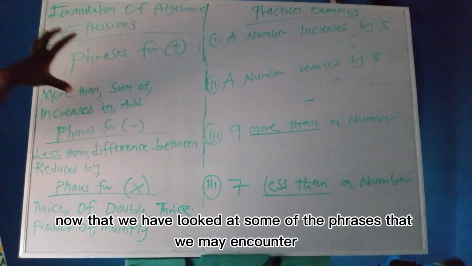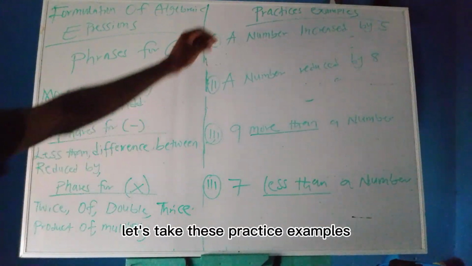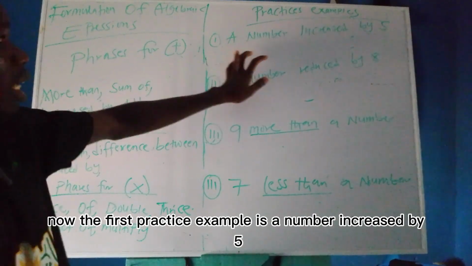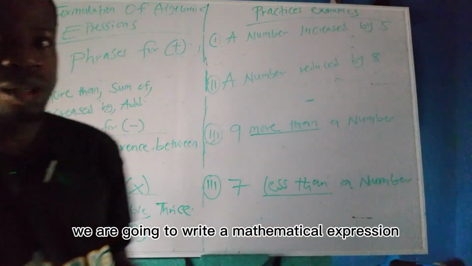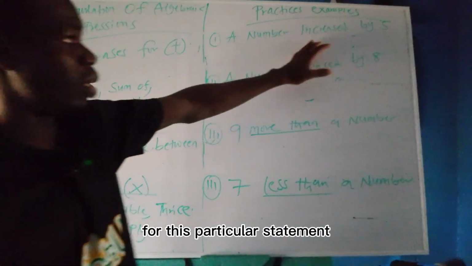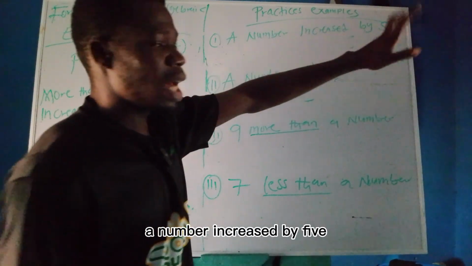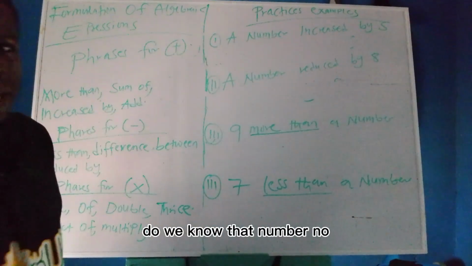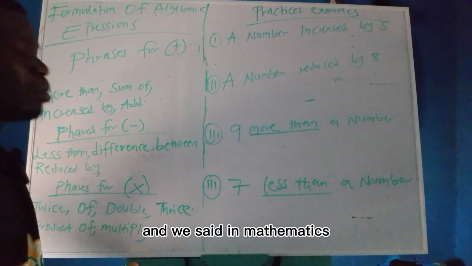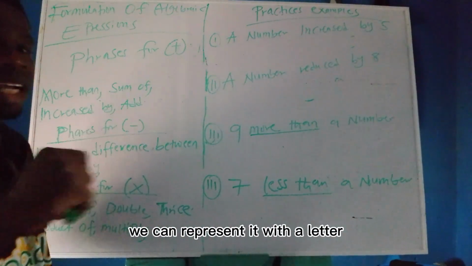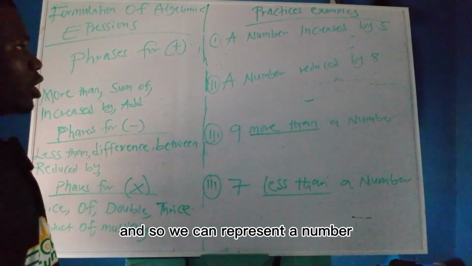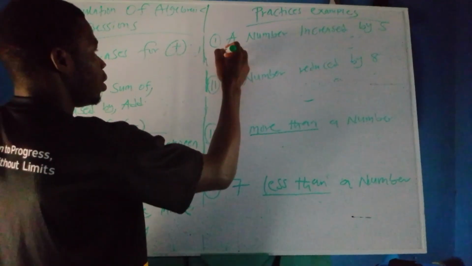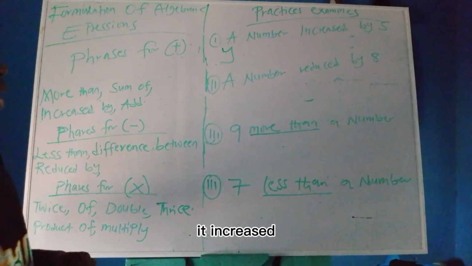Now that we have looked at some of the phrases that we may encounter, let's take these practice examples. The first practice example is a number increased by 5. We are going to write a mathematical expression for this particular statement. A number increased by 5. A number. So a number here, do we know that number? No. And we said in mathematics, if we don't know a certain number, we can represent it with a letter. So we can represent the number that we don't know as, let's say, y.